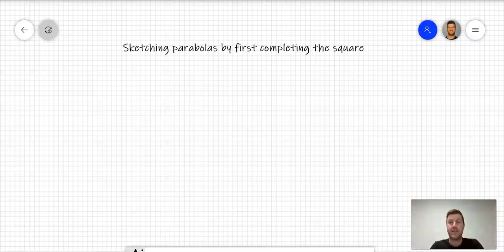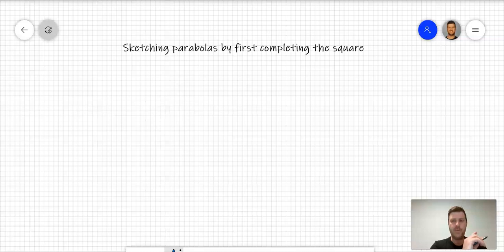Today's video I'm going to show you how to sketch a parabola by first completing the square. So I'm not actually going to go through much about completing the square. I'm hoping you guys already know how to do that. But coming up with the key features of a parabola in order to sketch it by first completing the square.